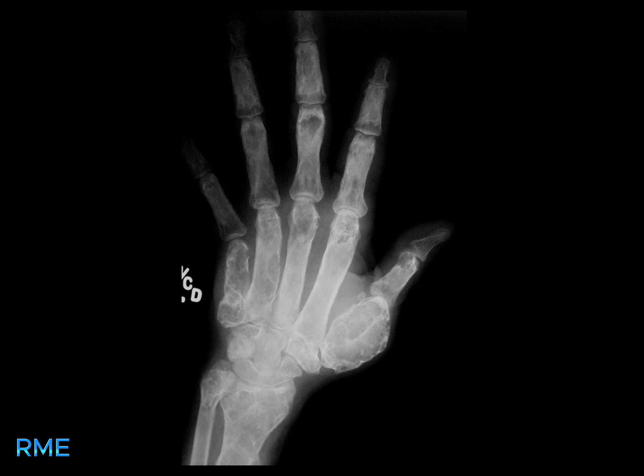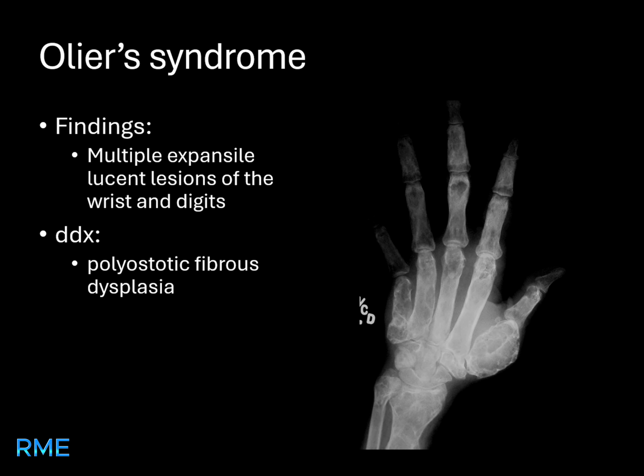Differential diagnoses include polyostotic fibrous dysplasia, which can also present with multiple lucent lesions, but typically has a more ground glass appearance. To further evaluate, I would recommend a skeletal survey to assess the extent of involvement. Management involves regular monitoring for malignant transformation and orthopedic interventions as needed.